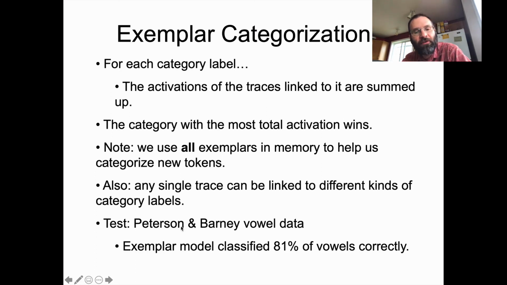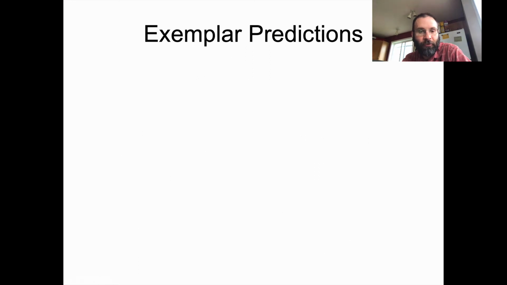If you apply this sort of approach to the Peterson and Barney vowel data, if you remember, this is just a homebrewed thing that I did at home one day, using the original data from that data set. The prototype model got about 50% of those vowels correct. When you get more variation in there, when you're actually doing this with all of the exemplars in memory, then the exemplar model can classify 81% of those vowels correctly. Human beings are doing 94% correct with a similar sort of task. So they're still doing better, but the exemplar model is pushing us closer to human performance.